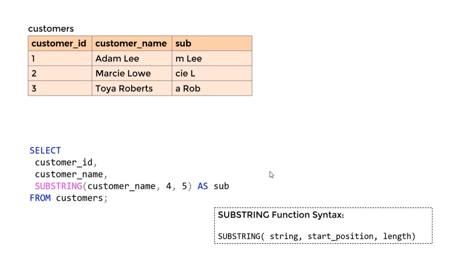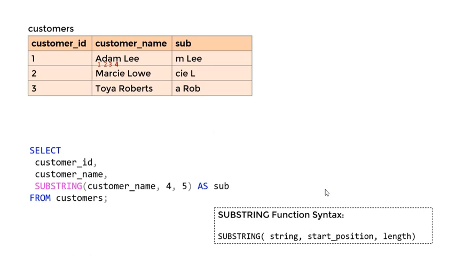The second argument is the start position. In this case we have used a start position of 4, right? This is the position that the extraction will start from. Here, given 4, from the 4th position, what is it? If we look at customer Adam Lee, this means that we start extracting from the character at position 4.